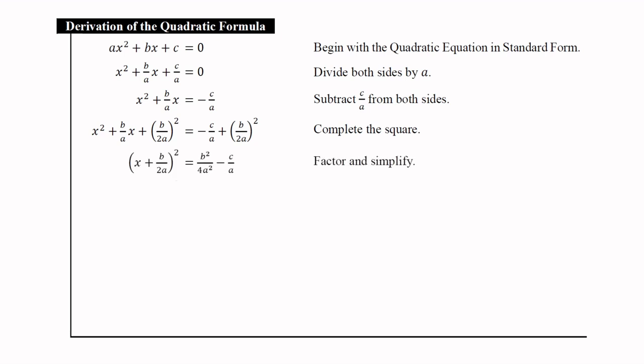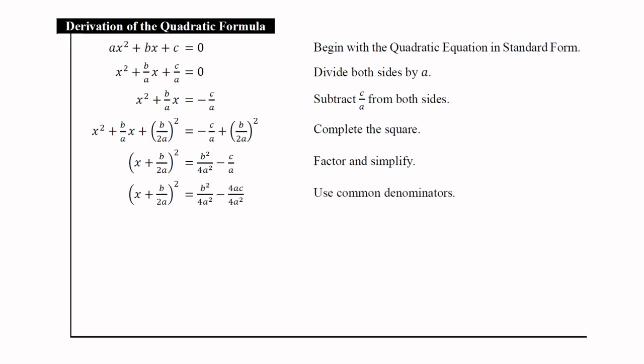Now, let's factor and simplify. Since we have a perfect square trinomial on the left side, we can take the square root of the first, which is x, the square root of the last, which is b over 2a, the sign of the middle term in between, and square it. So that's where x plus b over 2a quantity squared comes from on the left. On the right side, we're going to simplify a little bit. Let's move the order of our terms, and let's square everything that's inside of our parentheses. So that gives us b squared over 4a squared minus c over a.